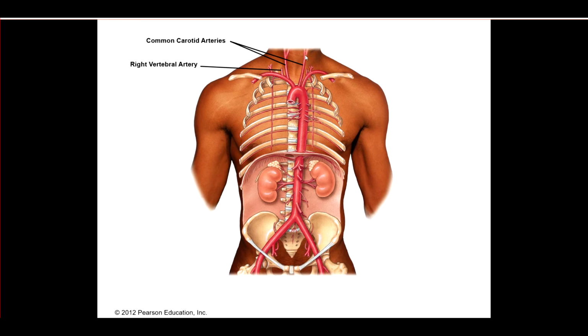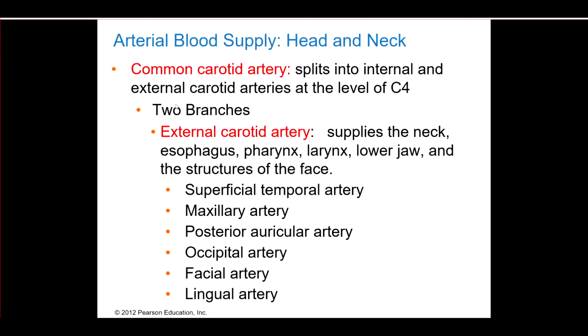Notice, again, about the fourth cervical vertebrae, there's a little bit of a split, right? This is probably going to be the external carotid artery. This one in here is going to be the internal carotid, external carotid, right? So that's all I'm saying, right? That they split at the level of C4. Let's take a look at now the external carotid artery.